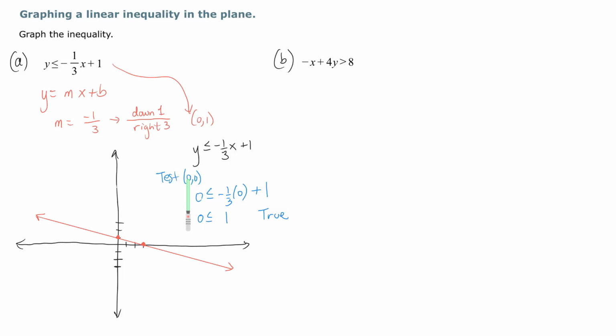So you only need to test 0, 0. You only need 1. You could easily test 0, negative 3. If you test 0, negative 3, it's going to work as well. It's going to give you a true statement. So we always shade all the true statements. In this case, we shade the 0, 0 side.